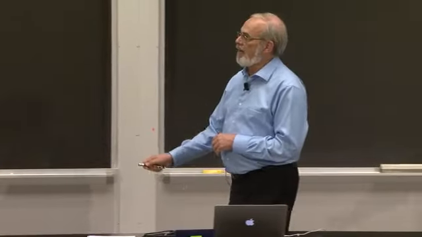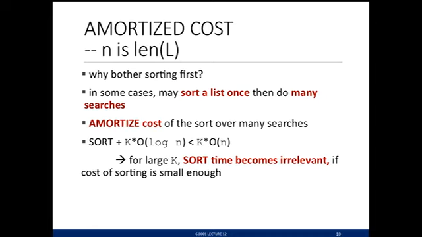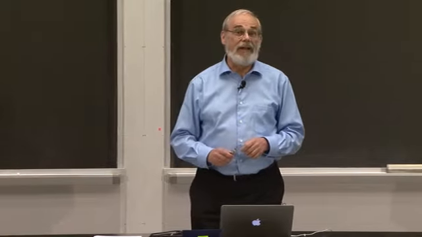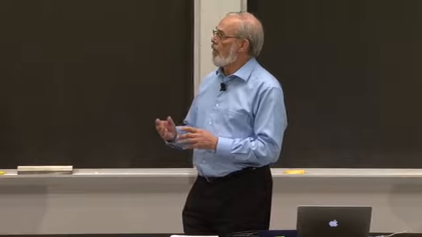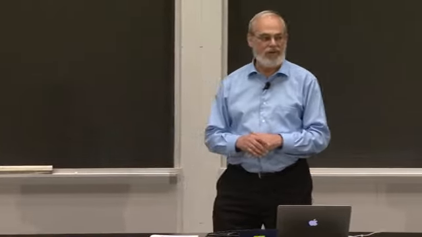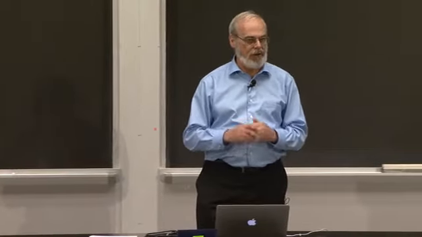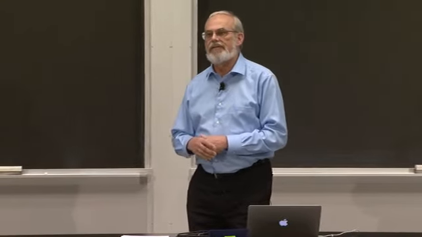And now what I want to know is, if I'm going to do k searches, the cost of those k searches I know is going to be k log n, because it's log n to do the search. And I simply need to know, is the cost of sorting plus this, can I have something where it's less than k searches just using linear search? And the answer is yes. There are going to be, for large k's, ways in which we can do the sort where the sort time becomes irrelevant, that the cost is really dominated by the search.